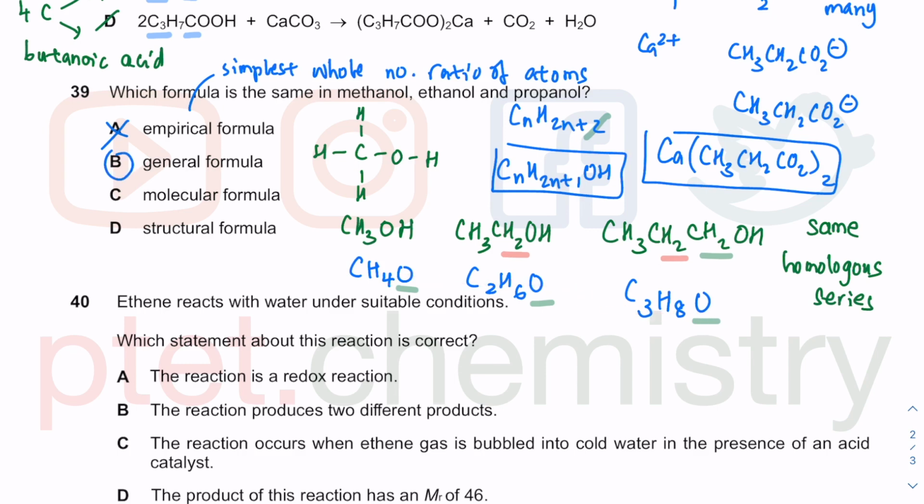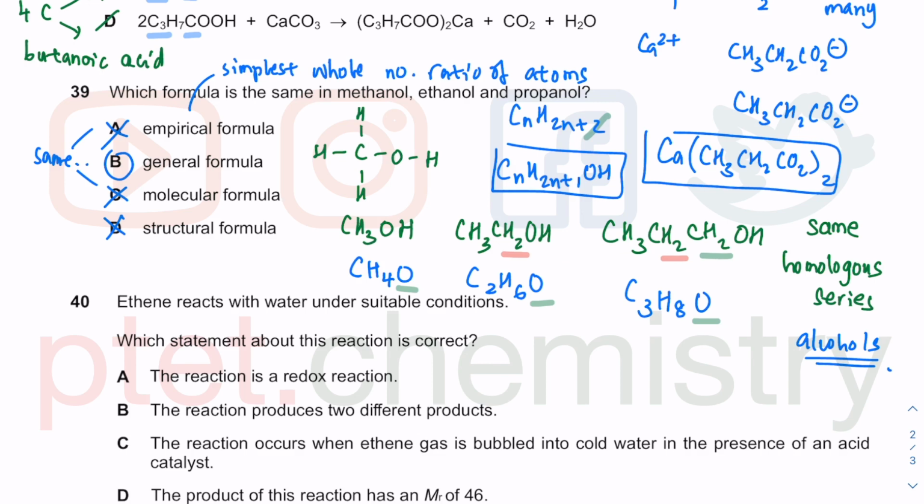Their general formula is all the same, as they belong to the same homologous series, having the same functional group of OH, which makes them alcohols. Their molecular formula is the same as their empirical formula, but you can see that they are definitely different, and the structural formulas are different as you keep on adding CH2 to each member of the homologous series as you increase the number of carbons.